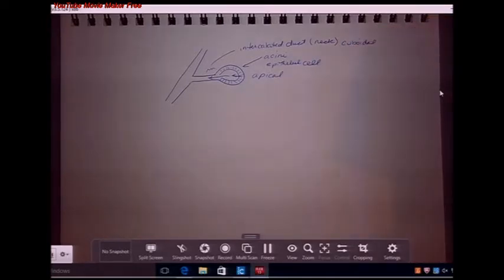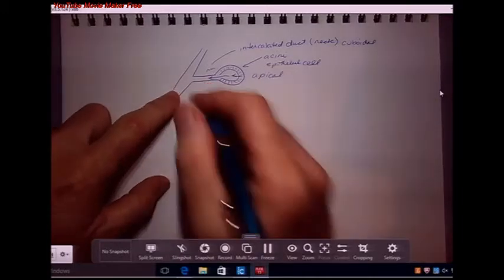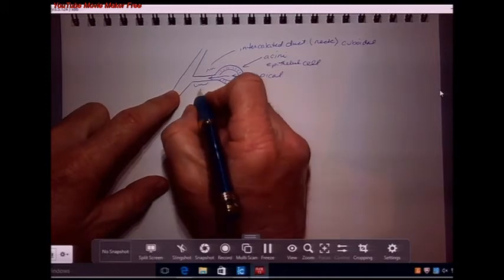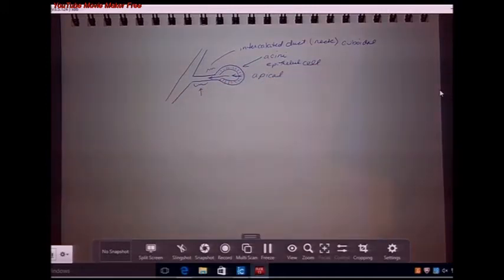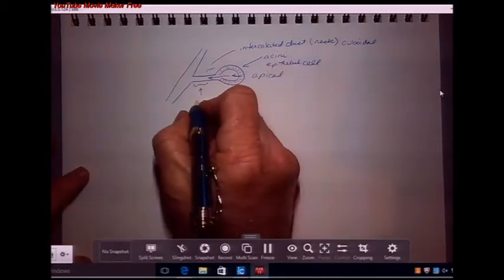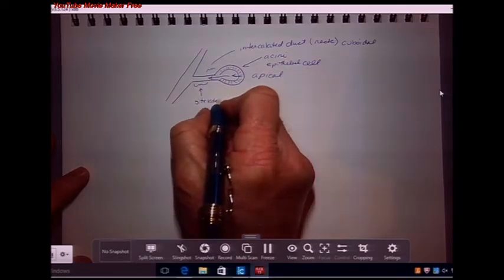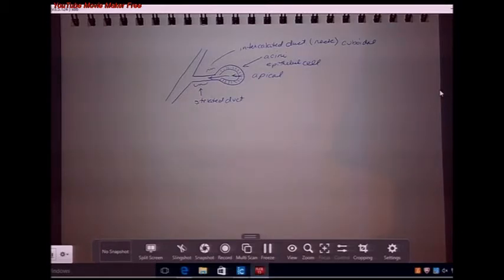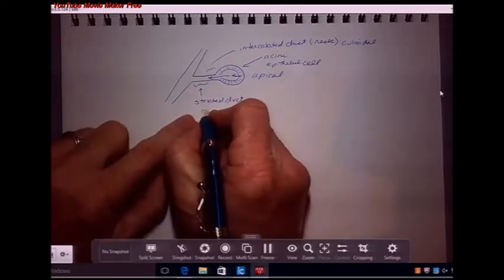Their job is to do nothing but form a duct, form a tube. Once we pass this intercalated duct, then we get into the rest of the ductal system throughout the rest of the salivary gland. And this is called the striated duct. Now the striated duct, histologically, looks like cuboidal cells, but they have a lot of function like epithelial cells.